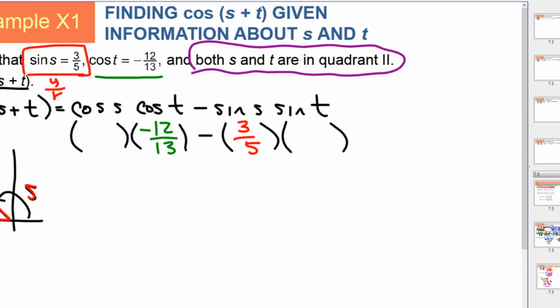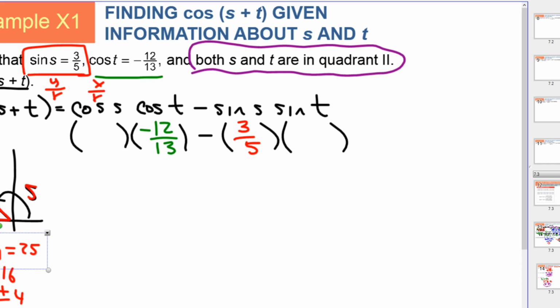Well, I'm not ready for cosine yet. Cosine is x over r. So in order to find cosine of s, I need that x side. And I'll put x over r. That's what I'm trying to get to right here. Okay? So think about it. Pythagorean theorem would say x squared plus 3 squared equals r squared. Subtract the 9, x squared equals 16. Square root, you're going to get plus or minus 4.